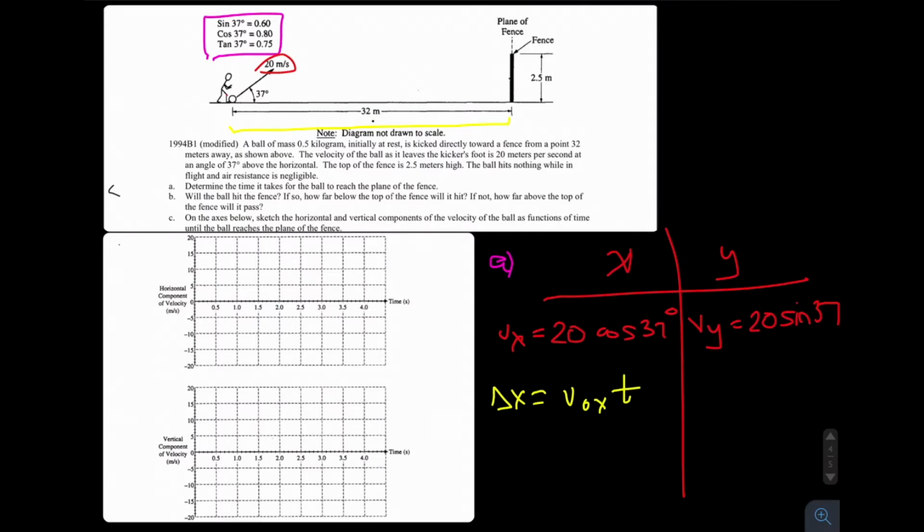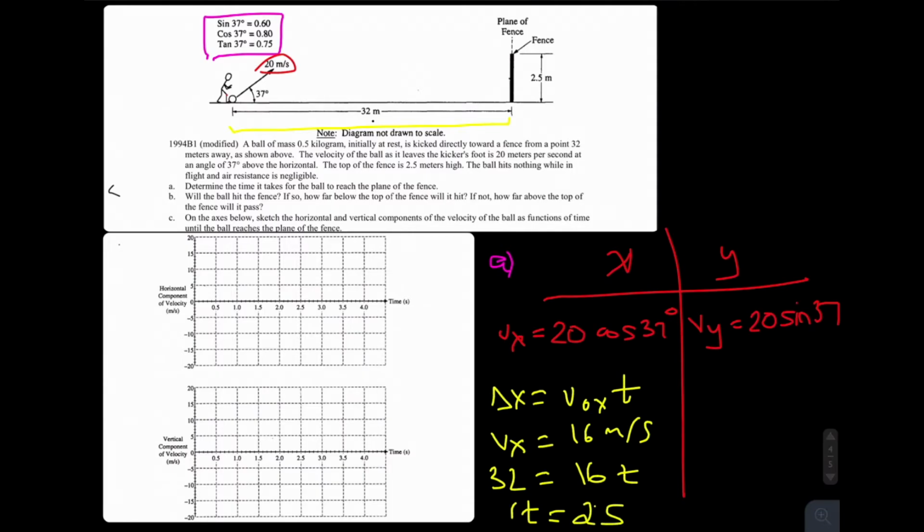So if that's 0.6, or it's not 0.6, 0.8, sorry, I read the sign there. That's 0.8, that means our velocity x is 16 meters per second, right? You just do 20 times 0.8, right? So here, that means we can just plug everything in. So delta x is 32, velocity x is 16 times t, giving us t is 2 seconds. And that's just the easiest way to find time.